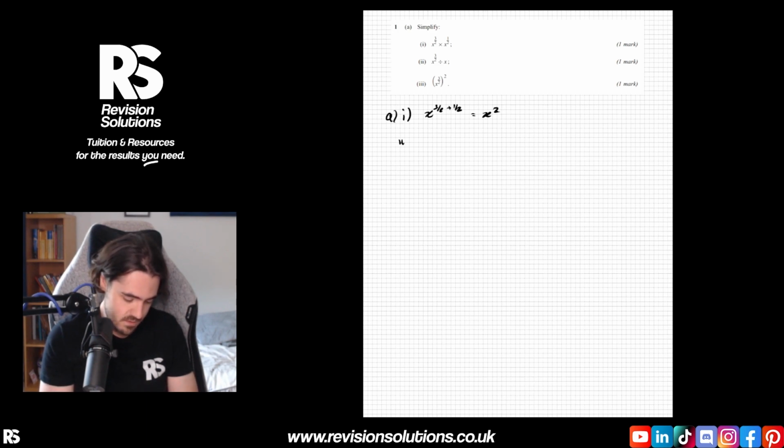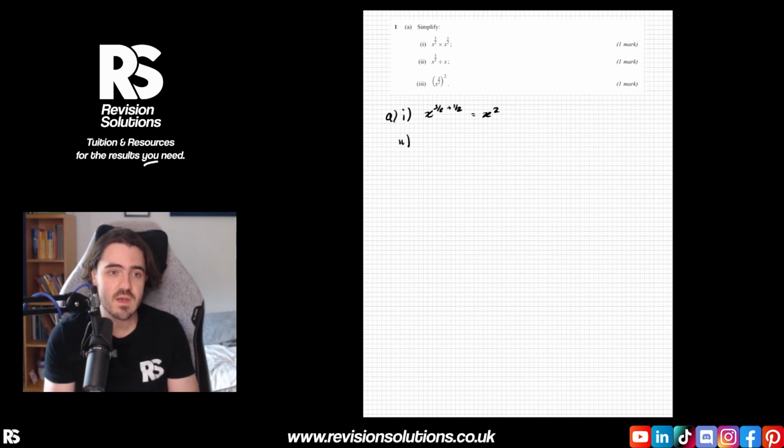For part 2, now we're doing division. It's x to the 3 over 2 divided by x. X written like that just means x to the 1. So it would be x to the 3 over 2 minus 1, which would just leave us with x to the half.